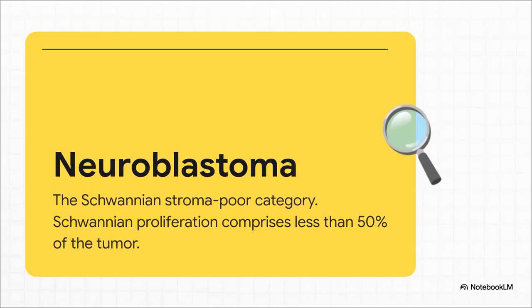So let's start with the classic, neuroblastoma. This is your quintessential stroma-poor tumor. You'll look under the scope and see those nests of neuroblastic cells, that classic neuropil, but the key is that the supporting Schwannian stroma is minimal. It makes up less than half of what you're looking at.